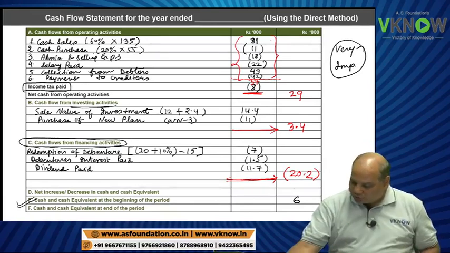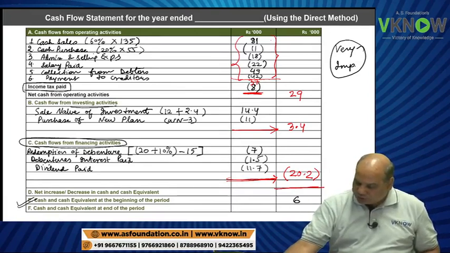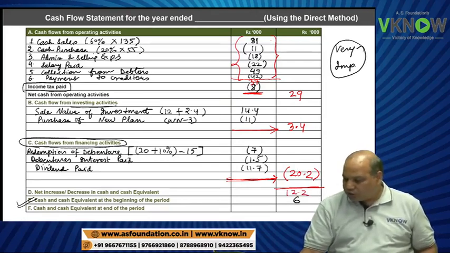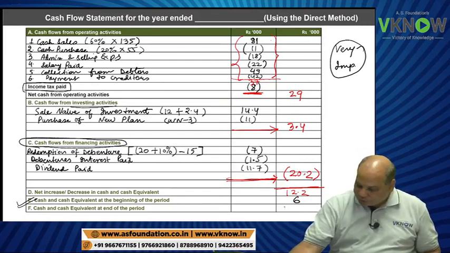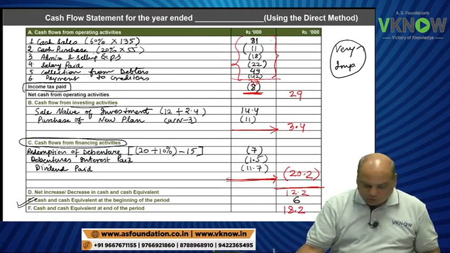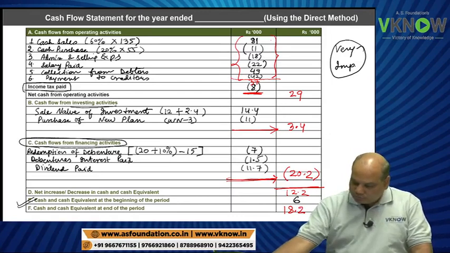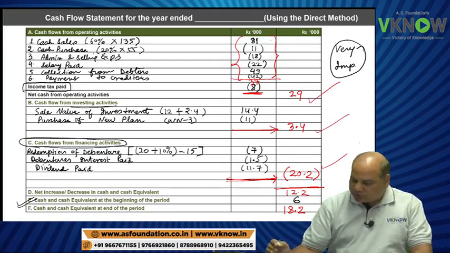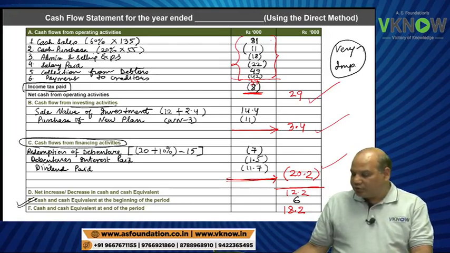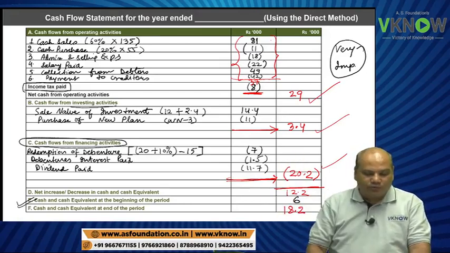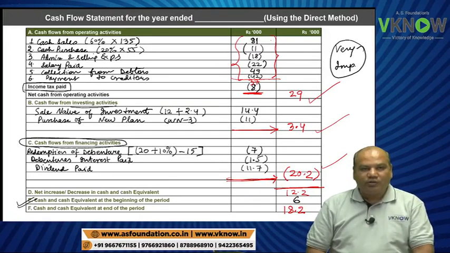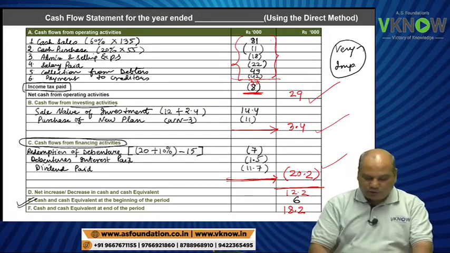So net increase or decrease in cash and cash equivalent is 12.2, and opening balance is 6. So closing balance should be 18.2. Closing balance should be 18.2. So Tanya is right. These 3 figures must be correct. Institute will check the last column first. If your last column is right, they will be happy to give you marks.